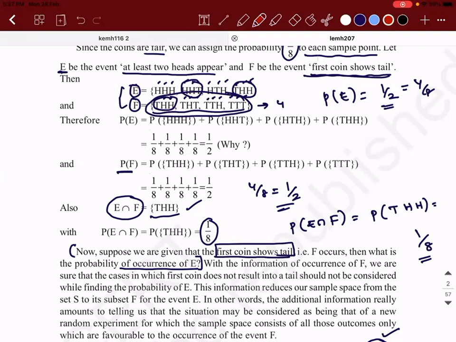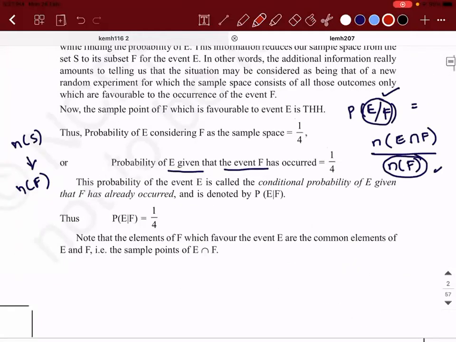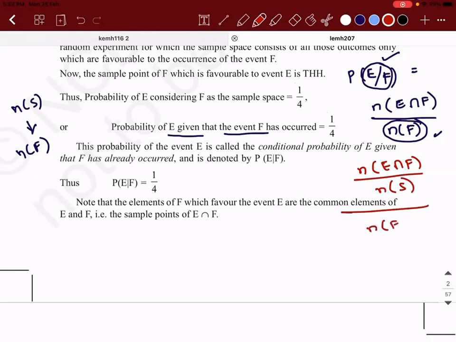It is this part. So this one and this one are common. So I gave the number of elements in E intersection F divided by N of F. Now tell me one thing. N of E intersection F divided by N of S, the whole divided by N of F divided by N of S. So what did I do here? Mathematically, I divided the numerator and denominator by the number of elements in the sample space.